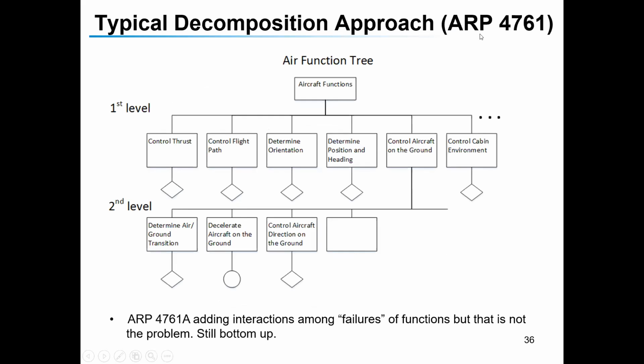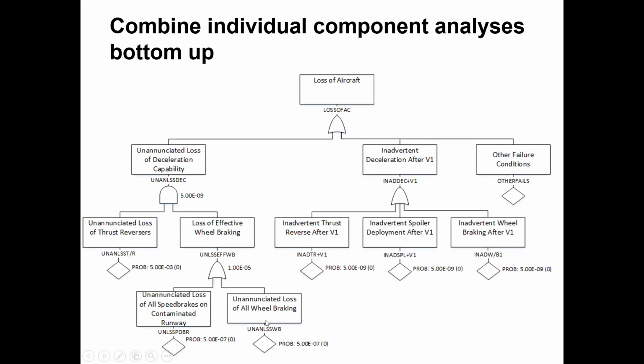This is what's done in aircraft certification. We divide the aircraft into a bunch of different functions, like controlling the flight path and determining the orientation. We take each of these functions and we can decompose them. And then we go bottom up and combine the probability of failure of each of these functions until we get to a probability of failure of the system as a whole.